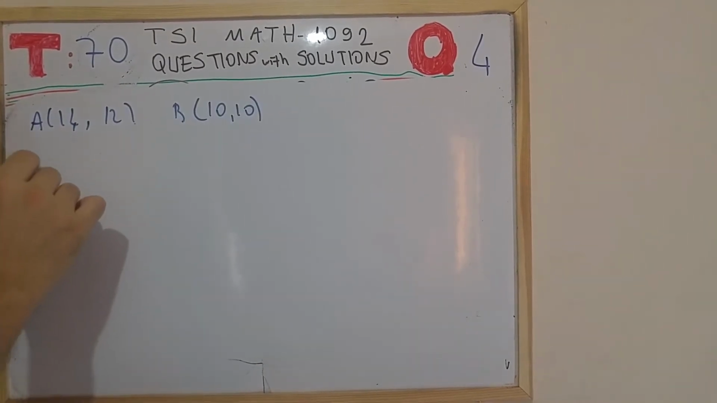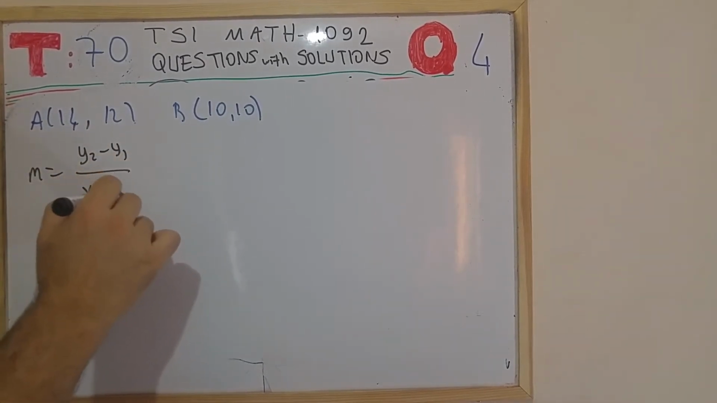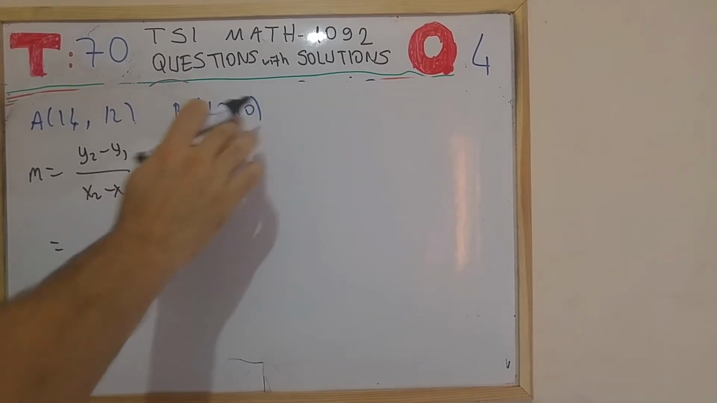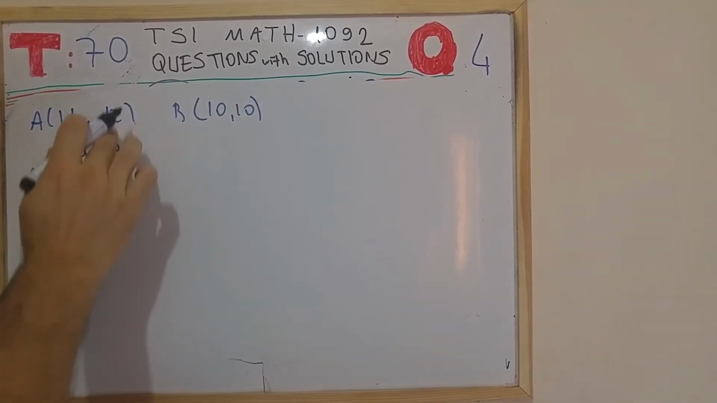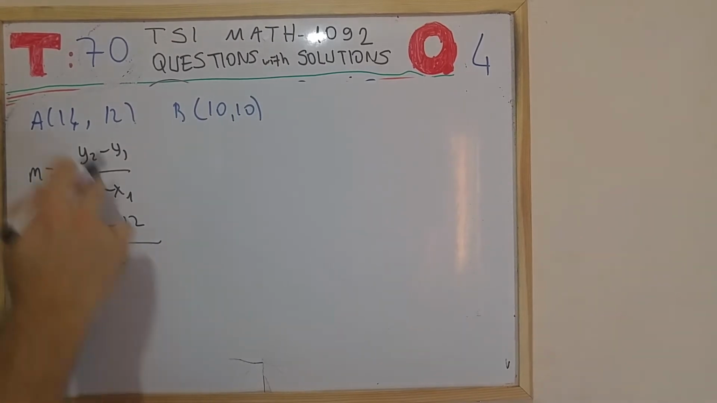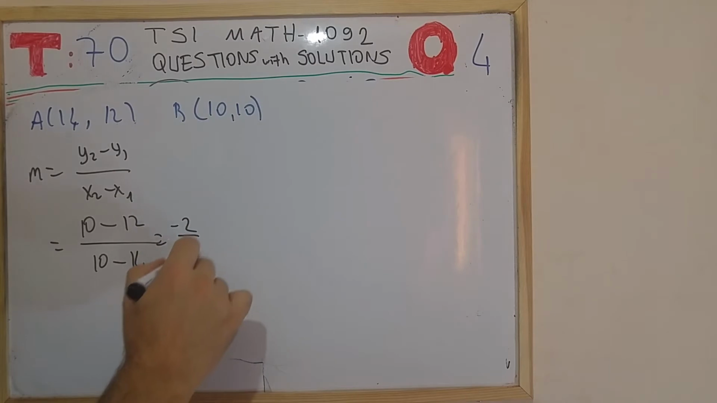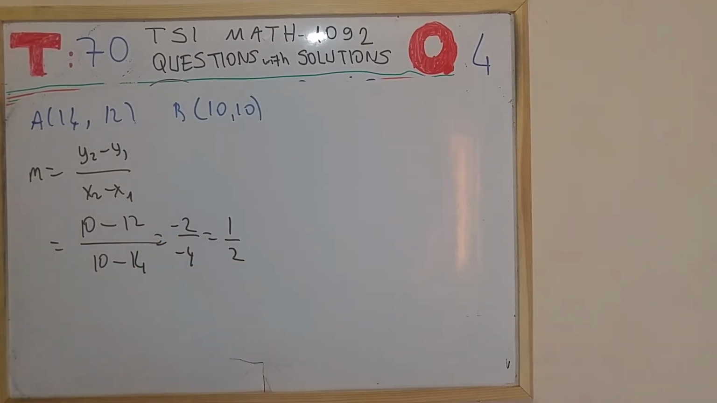Slope is equal to y2 minus y1 over x2 minus x1. y2 is 10, so 10 minus 12 over 10 minus 14. This is equal to minus 2 over minus 4, and this is equal to 1 over 2.